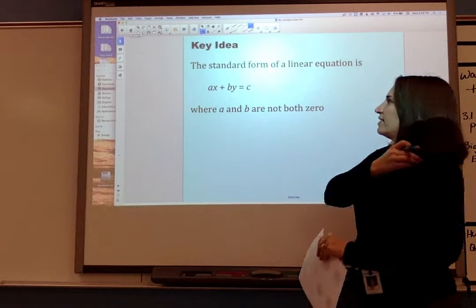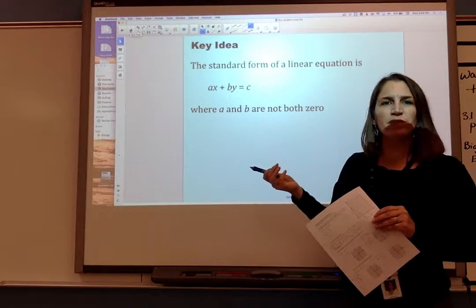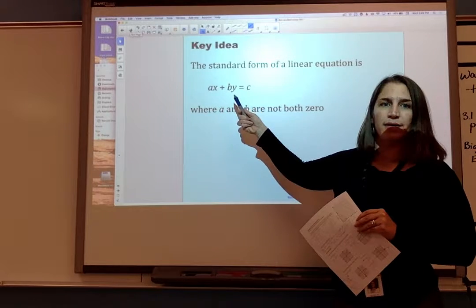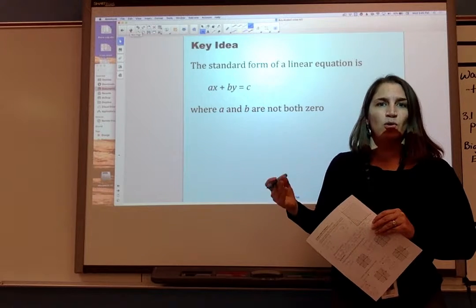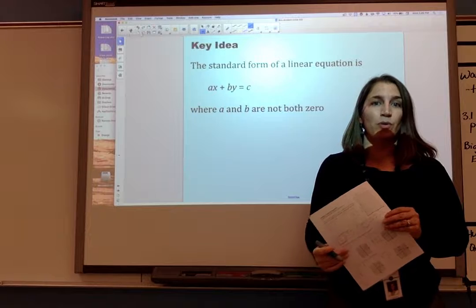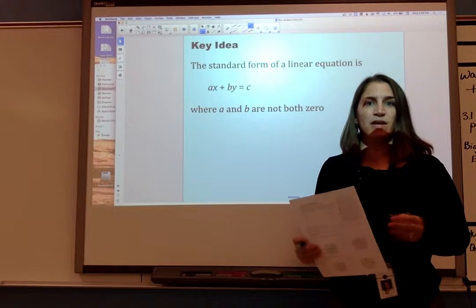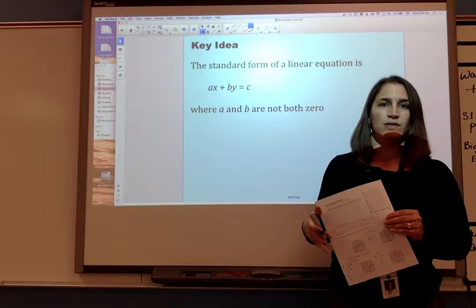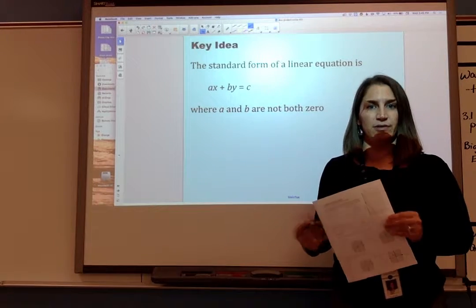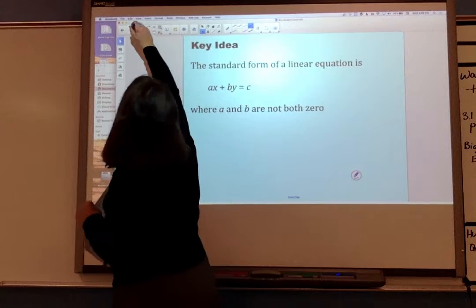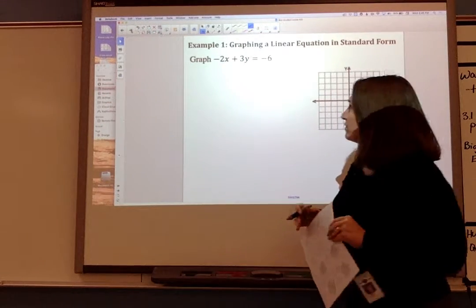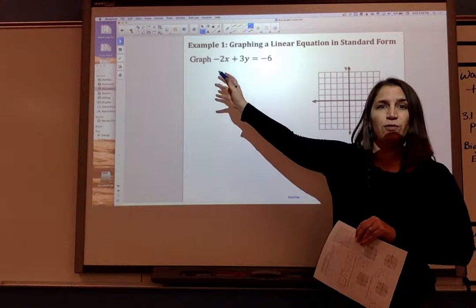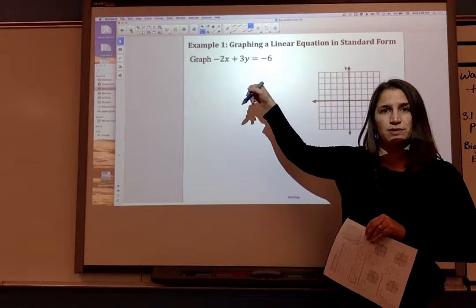So the key idea here is that standard form of a linear equation is ax plus by equals c, where a and b are not both 0. You'll sometimes see an equation in which either a equals 0 or b equals 0, but they can't both be 0. Okay, so let's look at this first example of graphing a linear equation that right now is written in standard form, ax plus by equals c.